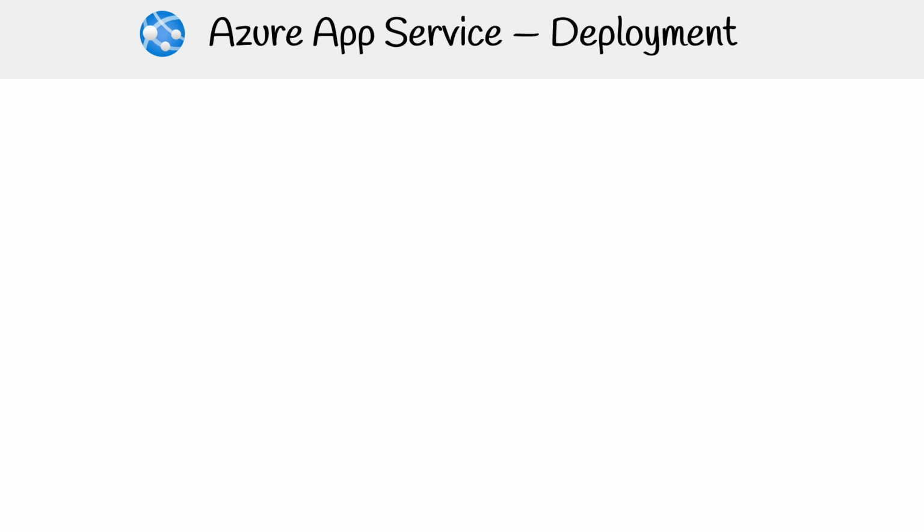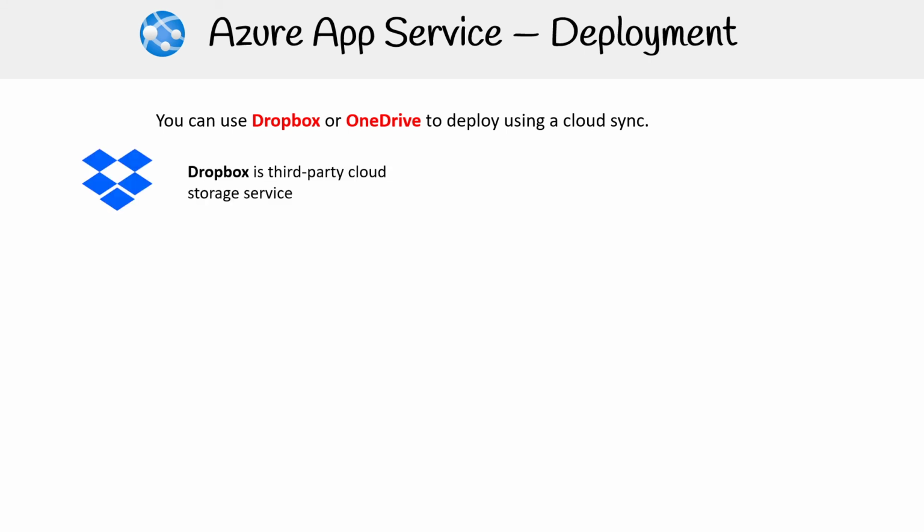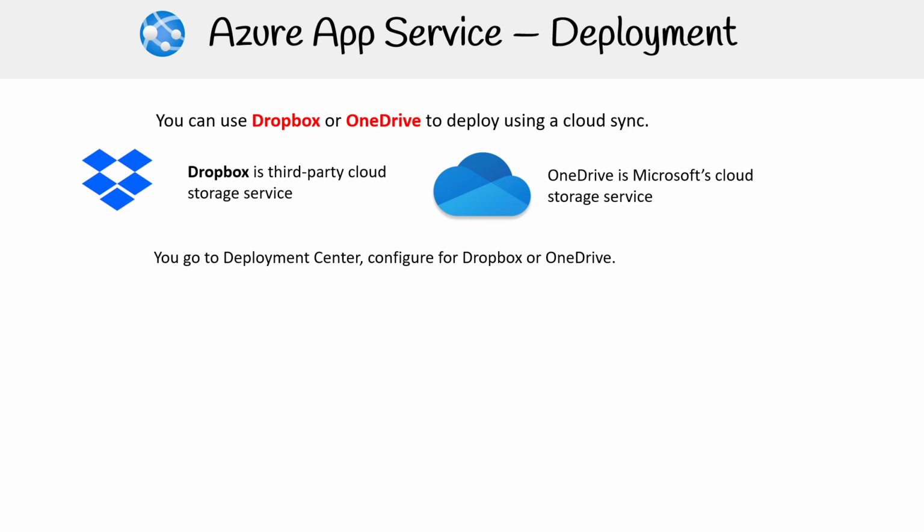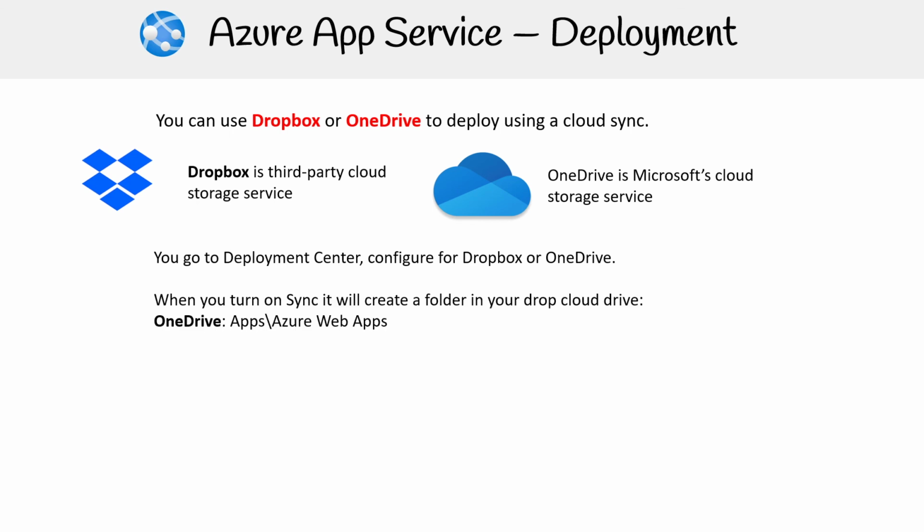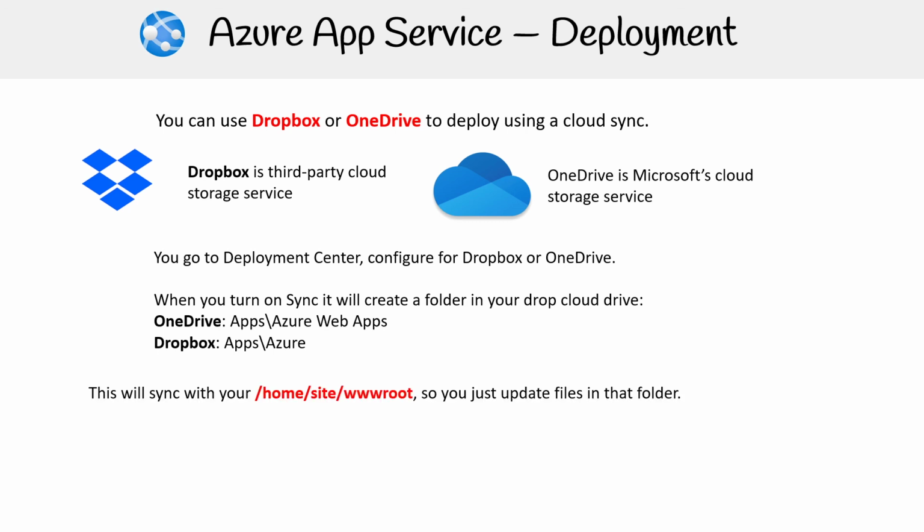Another way, which to me is a bit bizarre, but it's cool that you can do it, is you can use Dropbox or OneDrive to deploy using Cloud Sync. Dropbox is a third-party cloud storage service, and OneDrive is the same thing, it's just Microsoft's. You go to the deployment center and configure Dropbox or OneDrive, and when you turn it on, it will create a folder in your Dropbox drive, and that will get synced. So that's the one for OneDrive, that's the one for Dropbox, and this is going to sync to that wwwroot there.